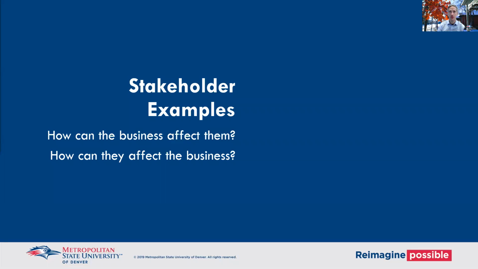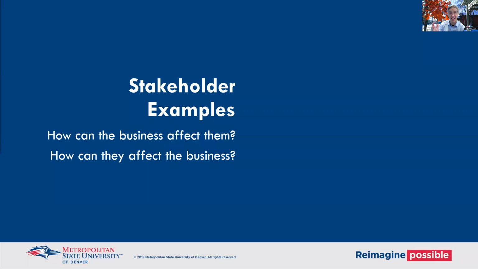So here are some examples. I'm going to go through a few different examples, and for each of these, I want to make sure that you're comfortable being ready to answer two different questions in the abstract, right? How can a business affect that stakeholder, and how can that stakeholder affect the business? For each of these examples, I want you to be comfortable answering this question. How can the business affect them, and how can they affect the business?